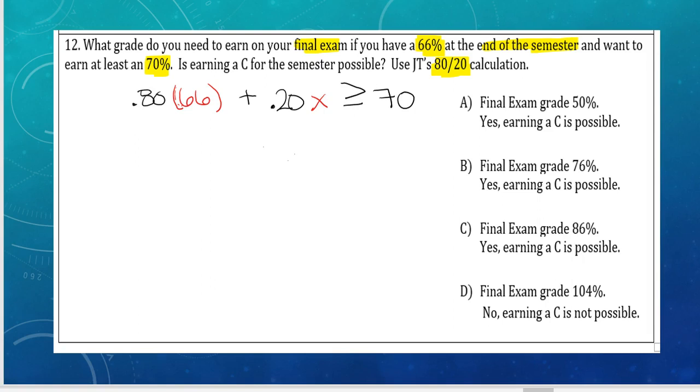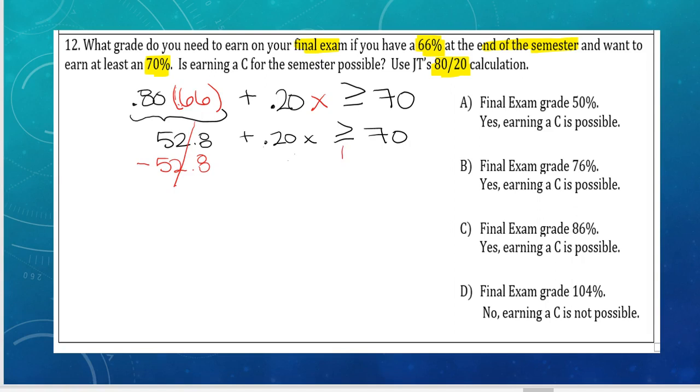Now we're going to do some calculator work. So 0.80 times 66 produces 52.8 plus 0.20 times X is greater than or equal to 70. This is now a 2-step inequality that we're going to solve. We move the constant term first. So a positive 52.8 moves with a negative or minus 52.8.